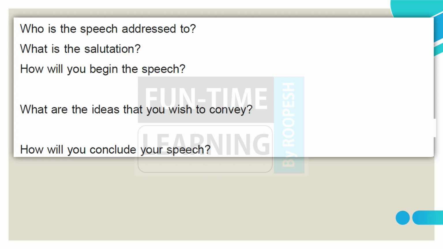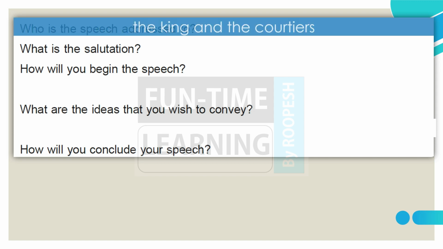Here we know that the speech is done in the court room of the king. So can you guess who it is addressed to? Clearly it is the king and the courtiers who the speech is addressed to. രാജാവിനെയും അവിടെയുള്ള സഭാംഗങ്ങളെയുമാണ് ഇത് അഭിസംബോധന ചെയ്യുന്നത്. And here what is a salutation? In our previous speech the salutation was like dear friends, respected teachers, distinguished guests, etc. But what about here? Can we say dear king or respected king?